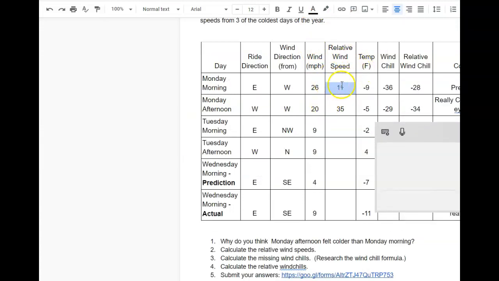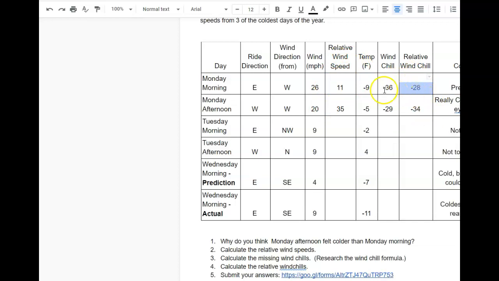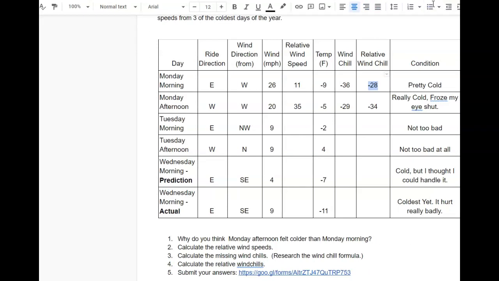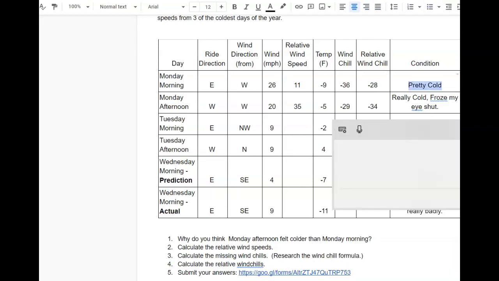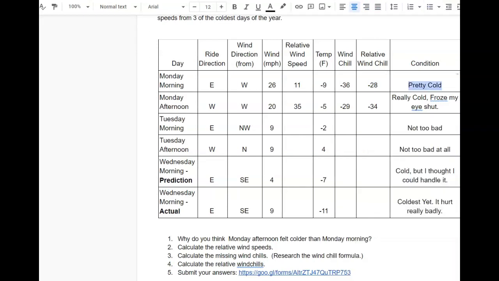Now, when we have a relative wind speed of 11, the actual wind chill is much less than the stated wind chill, because the stated wind chill is based on the idea that the wind's coming at you at 26 miles an hour. But if I'm running with the wind, then that means the wind's only hitting me at 11 miles per hour, which gives me a lower wind chill, which what we said here was pretty cold. So biking to school for 40 minutes is in a -28 wind chill. It does get you pretty cold.